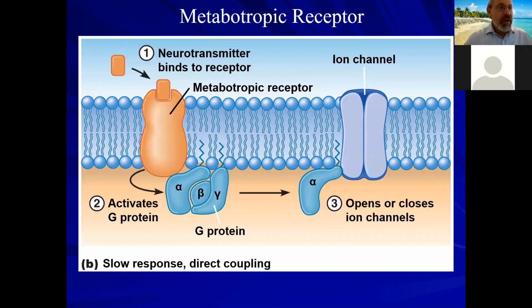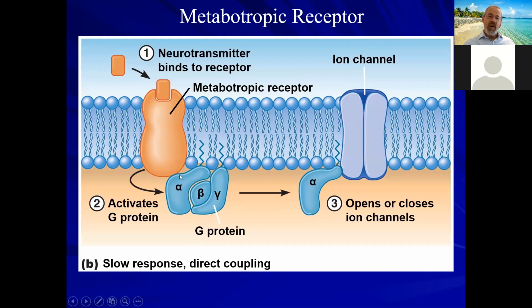In contrast, metabotropic receptors take a little bit longer, and I don't mean minutes or hours. I mean, instead of maybe milliseconds, it might take seconds or a little bit slower. This is our metabotropic receptor, also known as a G-protein coupled receptor, because we have all these different molecules called G-proteins that are linked to it.